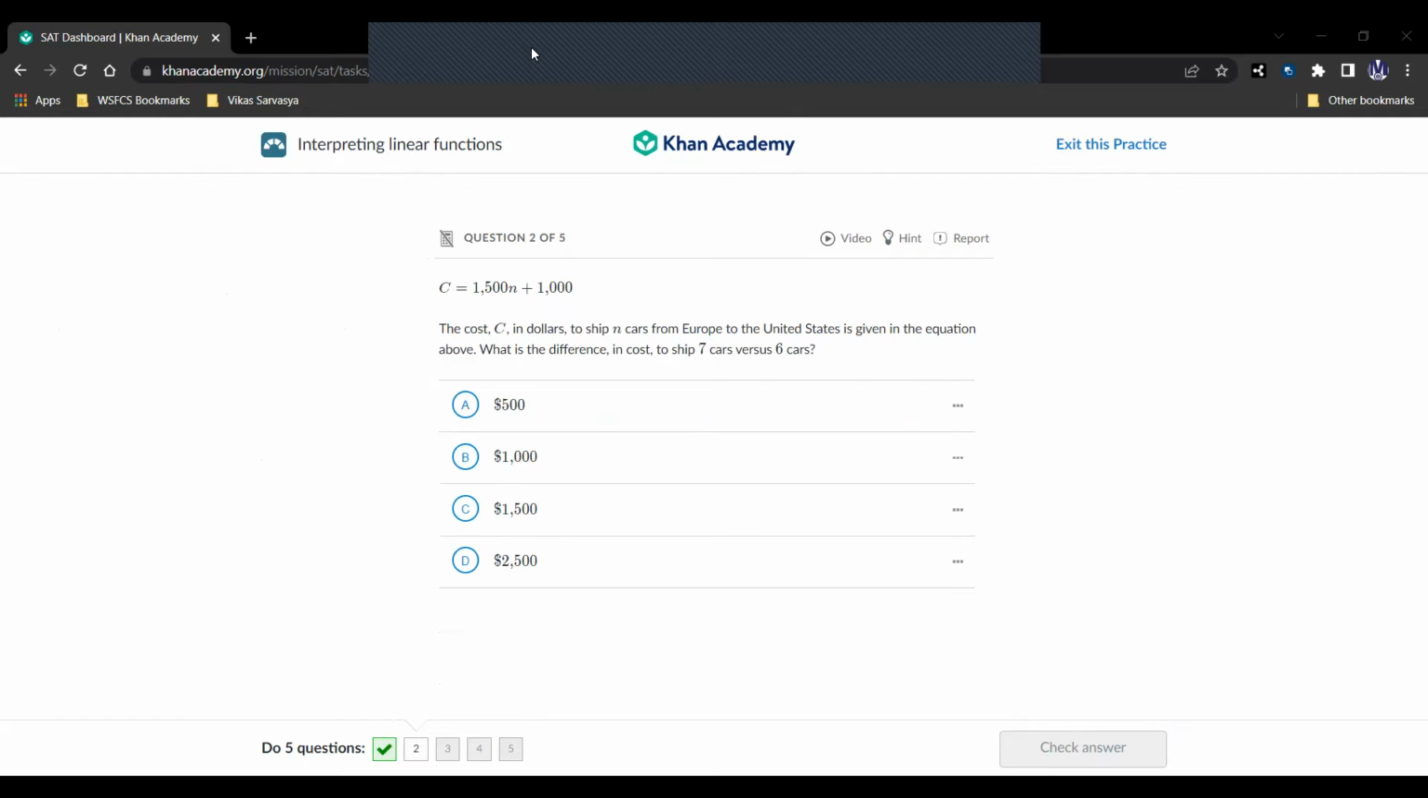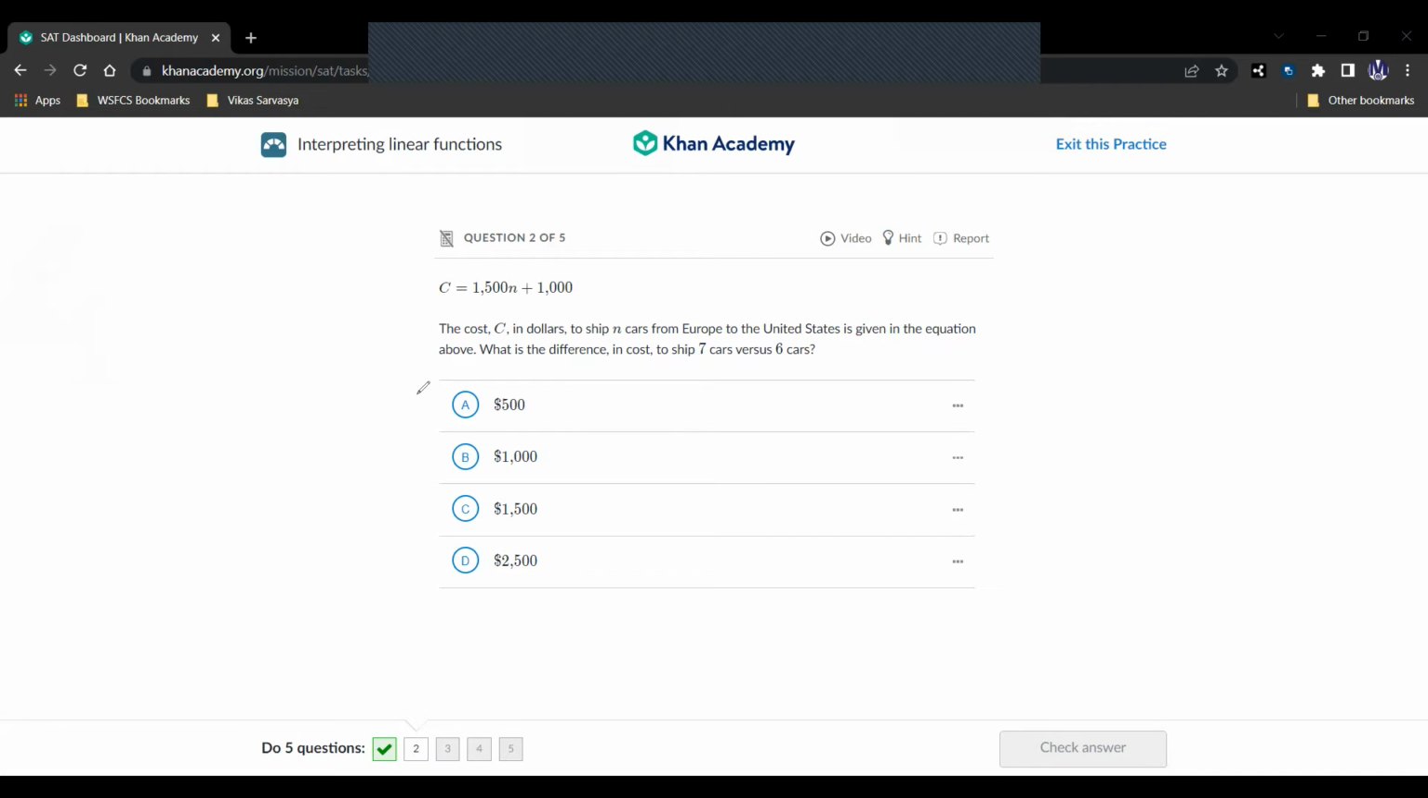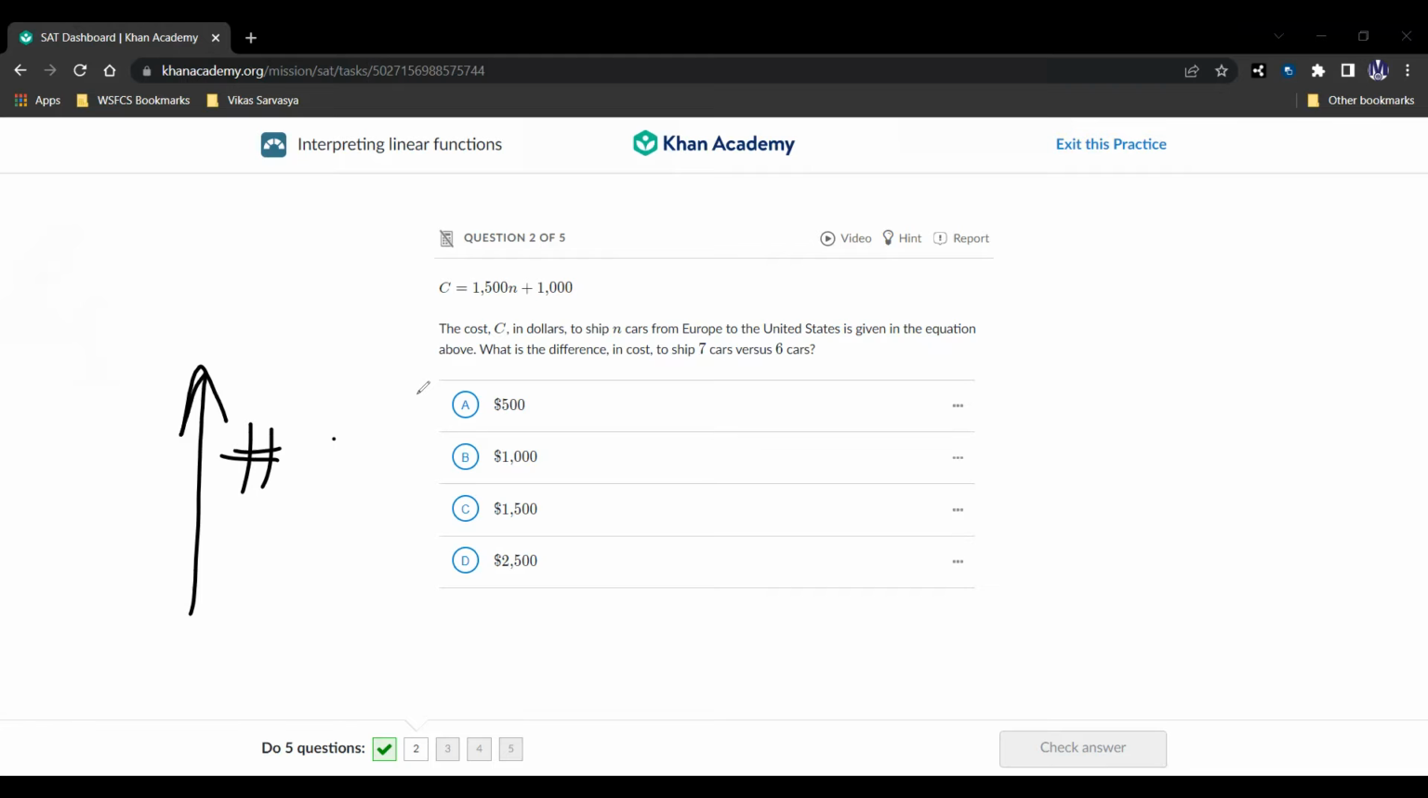The cost C in dollars to ship N cars from Europe to the US is given in the equation above. So we have C equals 1,500N plus 1,000. What is the difference in cost to ship 7 cars versus 6 cars? Of course, we can say C1 equals 1,500 times 6 plus 1,000, but I do want to look at it a different way. So essentially, we are increasing the number of cars by plus 1. And how much is that going to increase the cost?